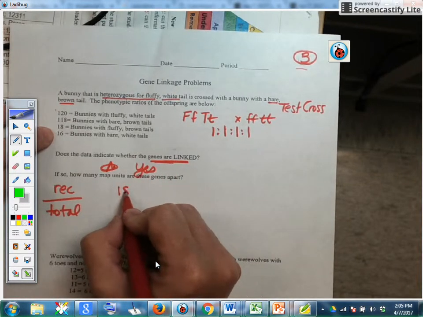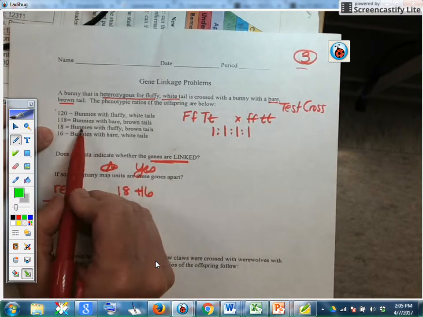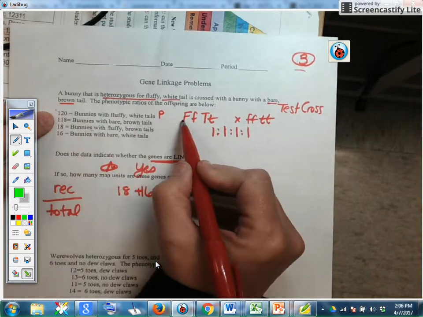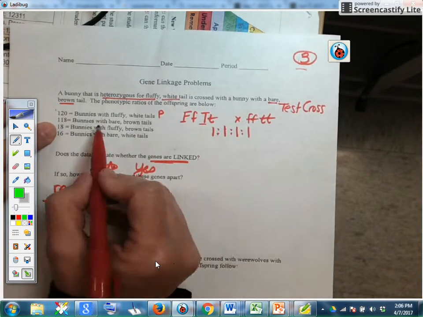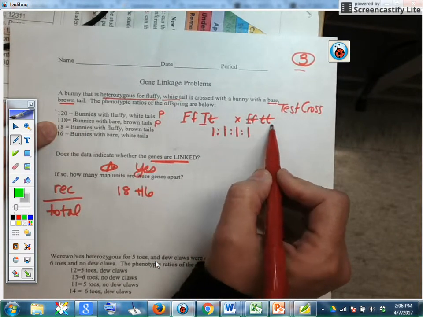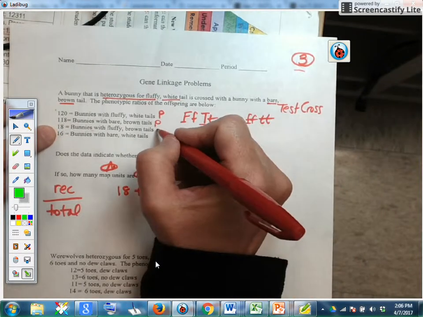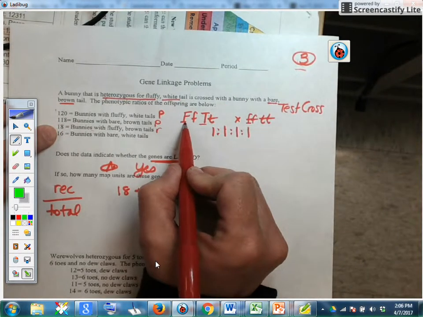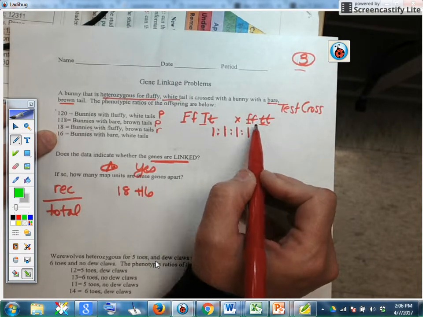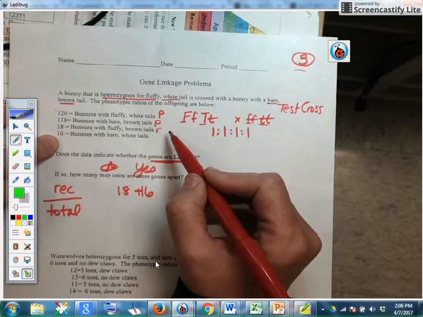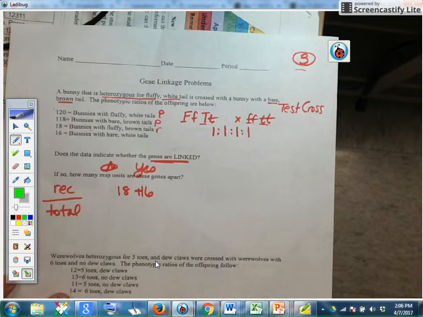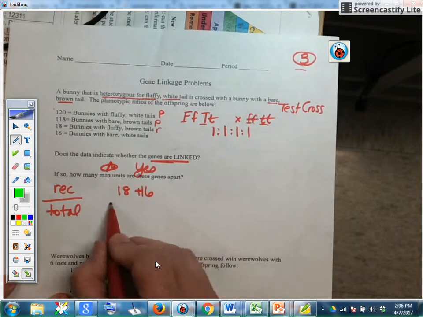So this is simply 18 plus 16 because these bunnies don't look like the parents. This one looks like the parent. This one is the fluffy tail that's white. And this bunny was the recessive bunny. It's also the parent. It had the bare tail that was brown. Okay. This is the recombinant. It had the fluffy tail, but it was brown. And this one had a bare tail, but it was brown. Or it had a white tail, but it was brown. You get the idea. Dominant on one trait, recessive on the other. They don't look like the parents.